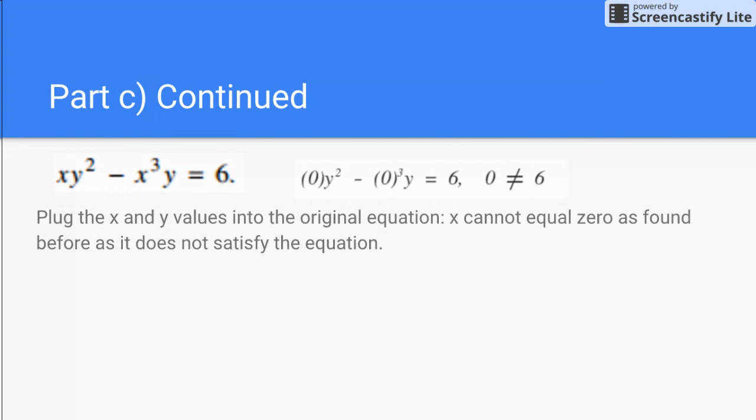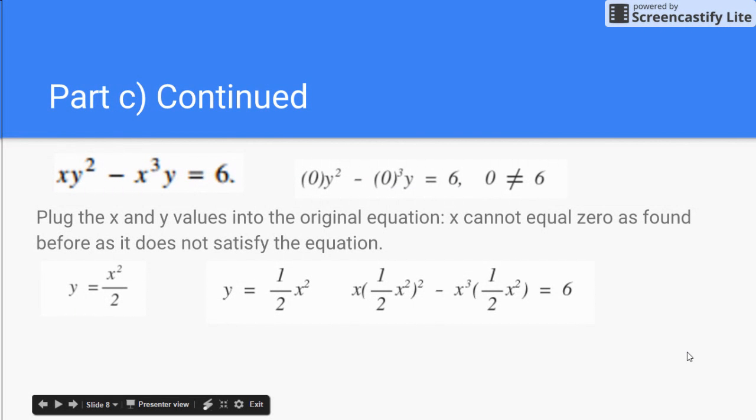Then going back to that initial equation in part A, plugging in the x value of 0, we can see that this equation does not hold. So 0 can obviously not be equal to 6. However, the y function, y equals x squared over 2, also written y equals 1/2 x squared, does work. So we can start plugging that y value into that initial equation over here, and that's what it's going to look like.